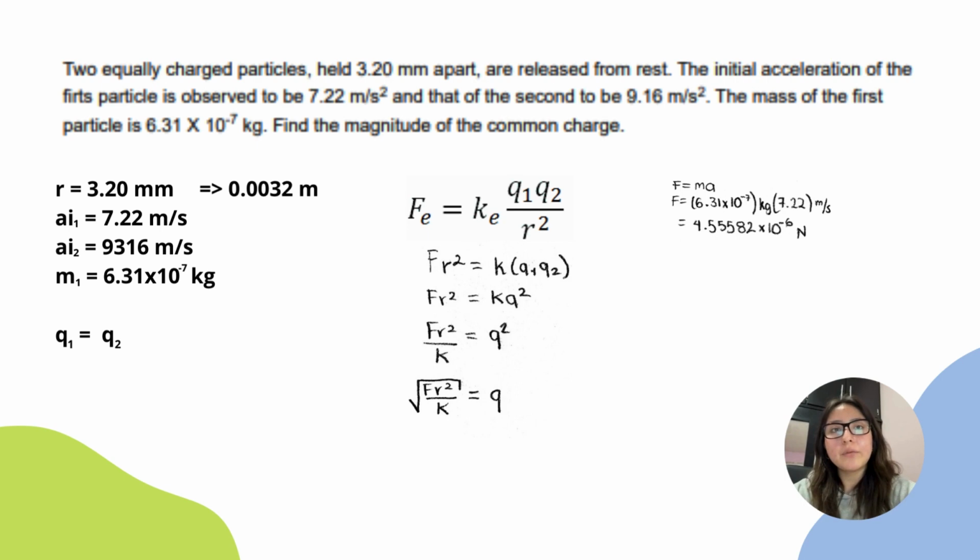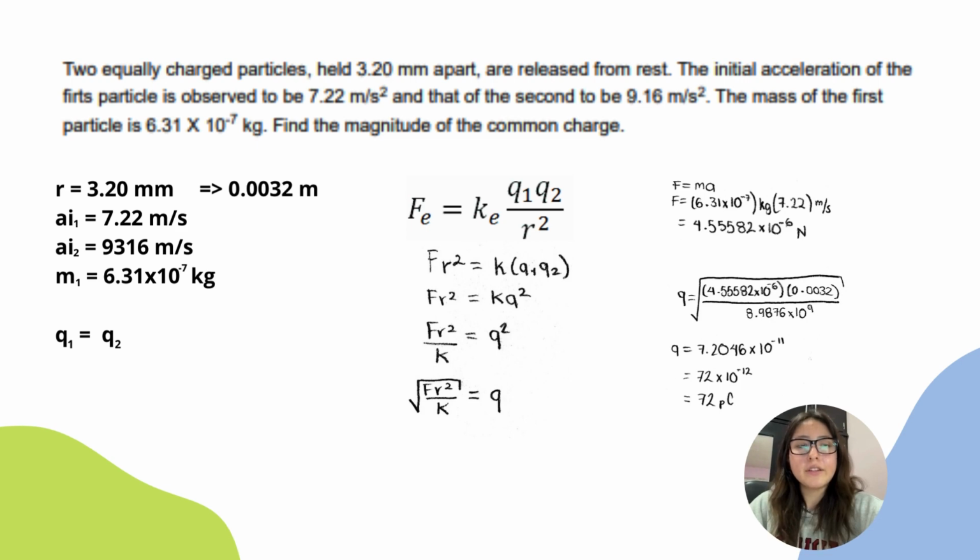Now we can notice that we have almost all the variables to find the value of Q, but we lack the force. Force is equal to mass times the acceleration, and since force 1 is equal to force 2, we can use any of the accelerations given by the problem. In this case, I will use acceleration 1 since they also give us the mass 1. And the result of multiplying mass by acceleration is equal to 4.55582 times 10 to the minus 6 newtons.